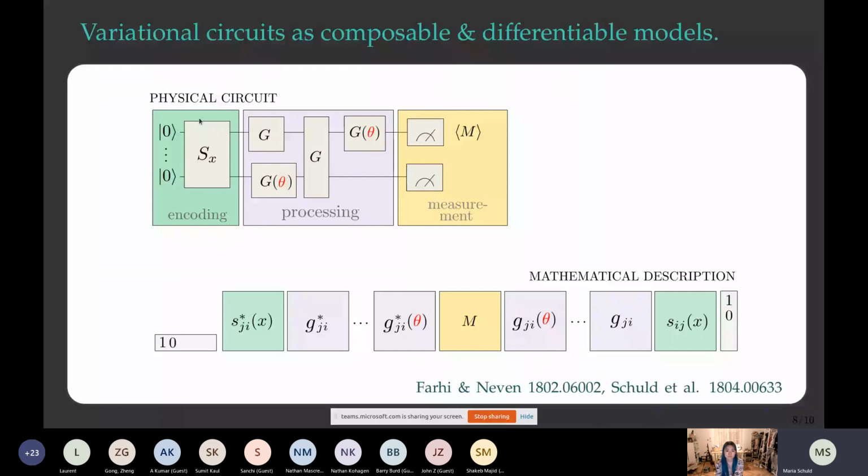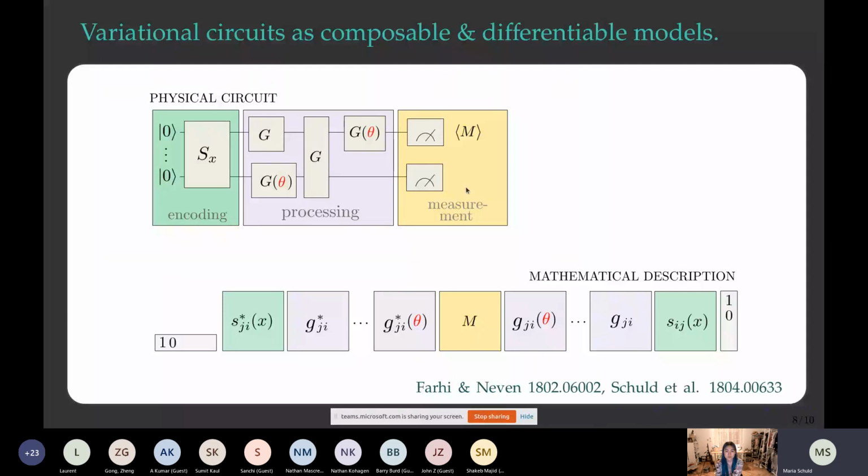This is a circuit diagram of a typical variational quantum circuit. If I have an input, I encode this input first. This is the idea of state preparation in traditional quantum computing. Then I've got a couple of gates. Some of them depend on parameters. I use the same here. This has no meaning, I just didn't want to clutter things. And then I measure.